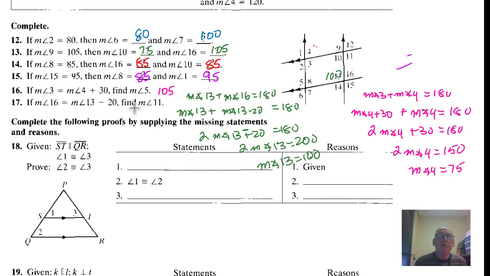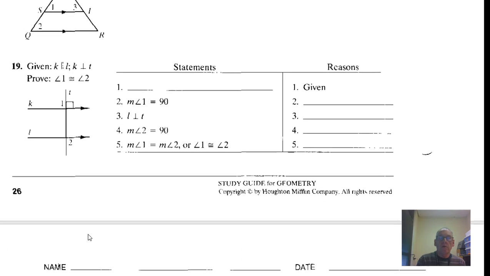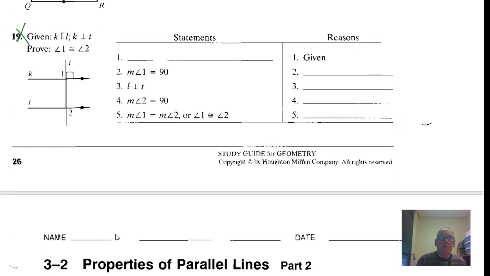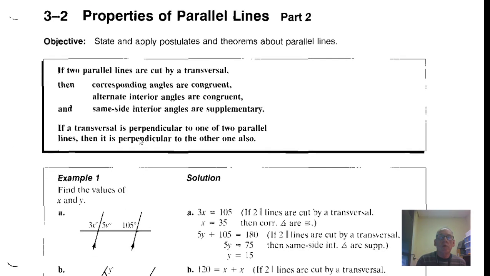Now let's see what they're asking us. They want us to find the measure of angle 11. Well, 11 and 13 are alternate interior angles. So angle 11 must also have a measure of 100. And we're not going to worry about these proofs, so we'll skip those. Let's click on. So get part 2.